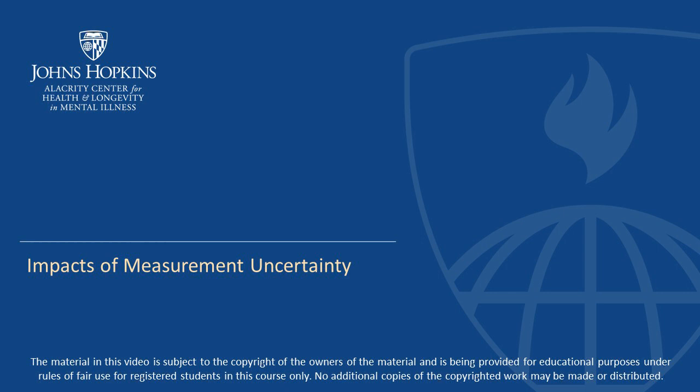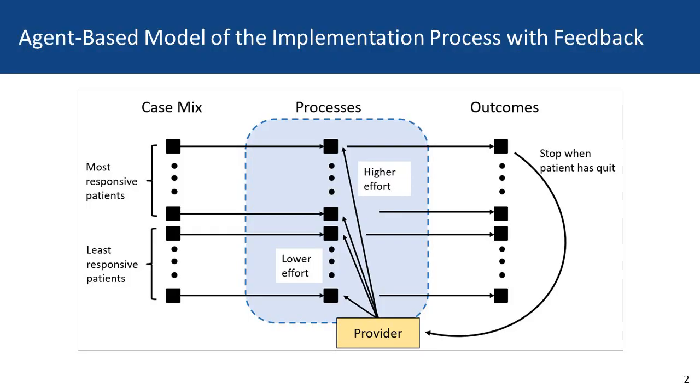So here we're going to look deeper into age-based modeling by looking at the impacts of measurement uncertainty on implementation processes. You may have seen this slide before where we show the case mix, processes, and outcomes of an implementation process. And here, what we're showing, as before, are the most responsive patients and least responsive patients, and the provider giving, in this case, higher effort towards the most responsive patients and less effort towards the least responsive patients.